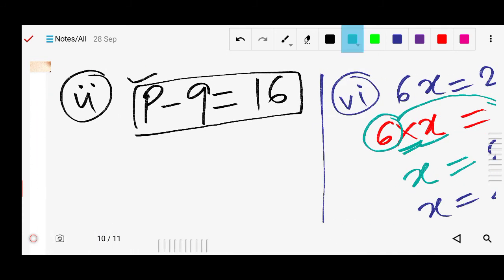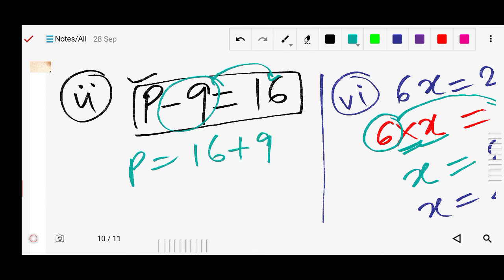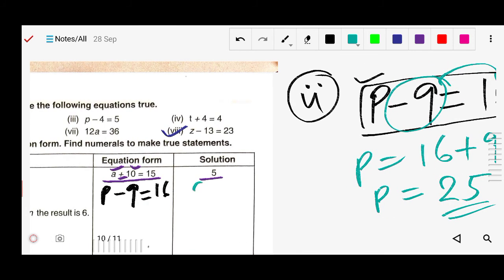Okay, this variable term. So P equals 9, you can move this to the other side for the same terms. Now there is a minus sign, so when this comes over here it will be a plus sign. So now it will be 16 plus 9, 25. So the value of P is 25. So right here, 25. Got it?